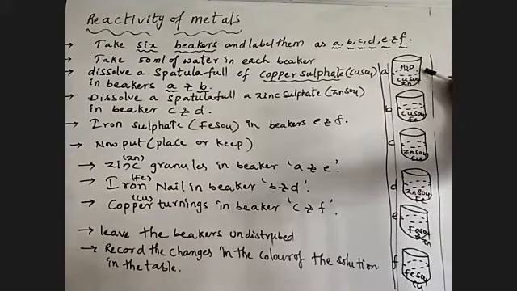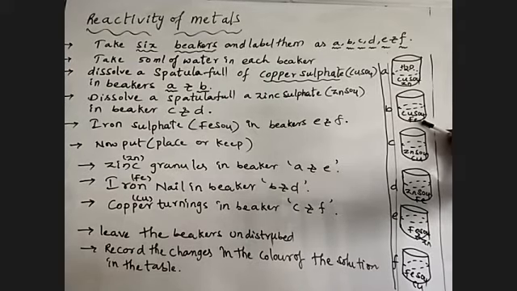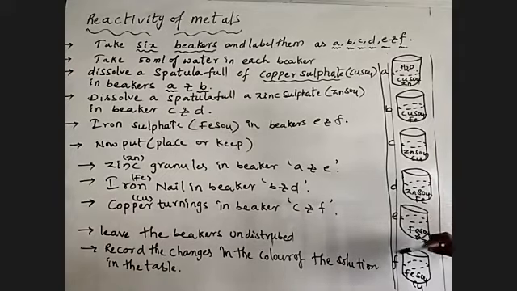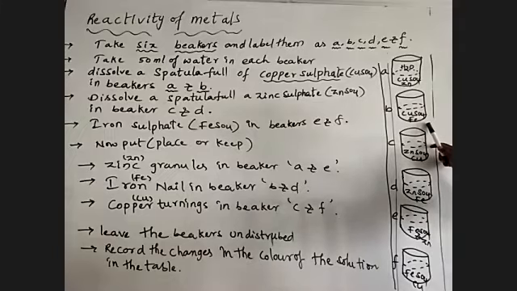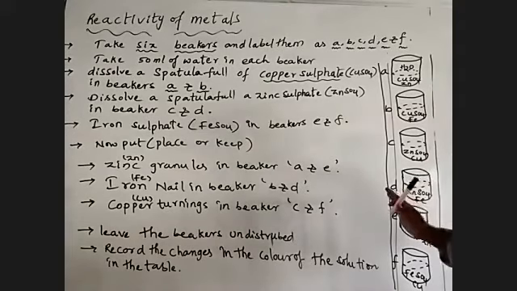In the first beaker, we added copper sulfate, in the first beaker and second beaker. Zinc sulfate into the C and D beakers. Iron sulfate in E and F beakers. At the same time, zinc granules in A and E, iron nails in B and D, and copper turnings in C and F. Then we are placing them in an undisturbed position for some time.